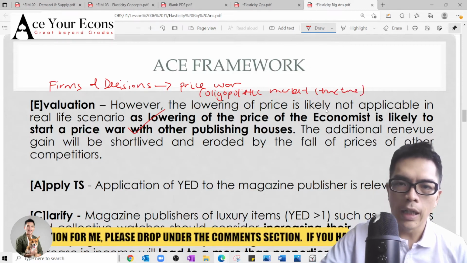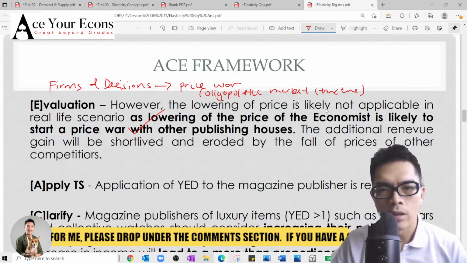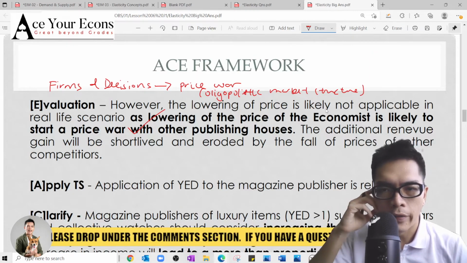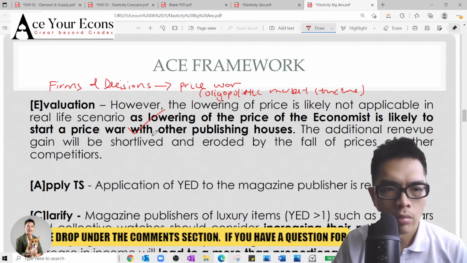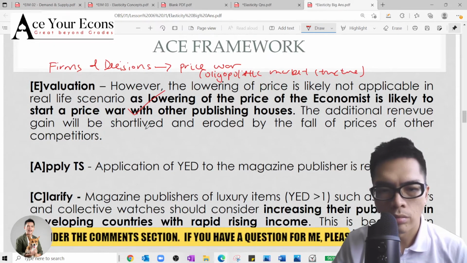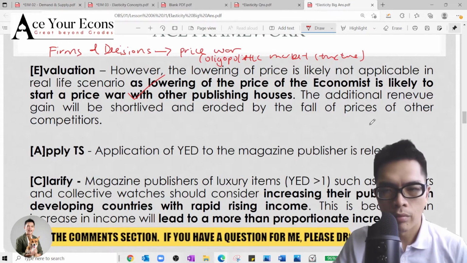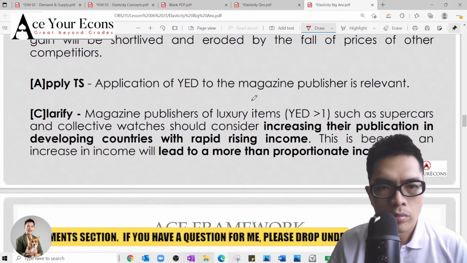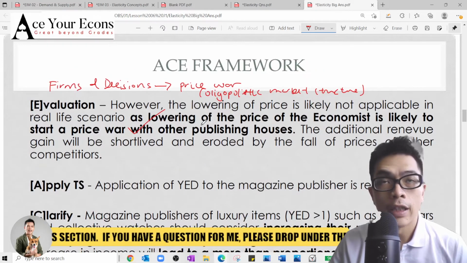So the whole idea is if other competitors lower price, then you're going to start a price war where everyone is going to lose. Then you may not necessarily maximize revenue. All right? Any questions, type it out, I will address. If not, you can stash these under the synthesis, also can.